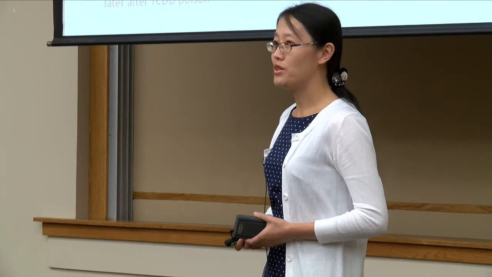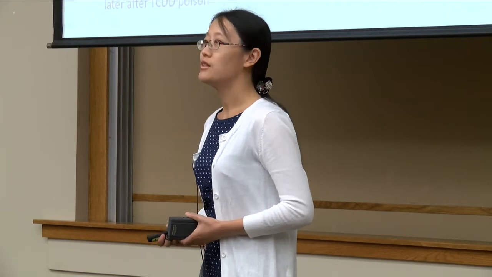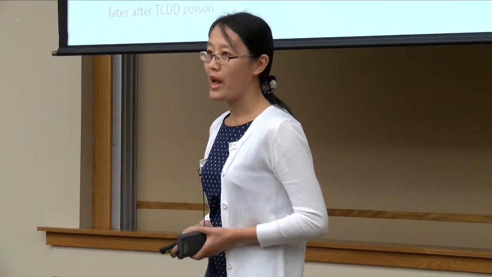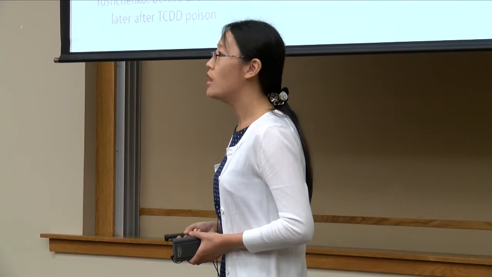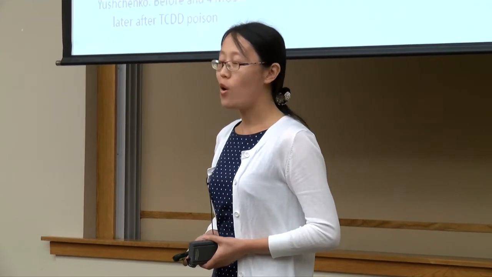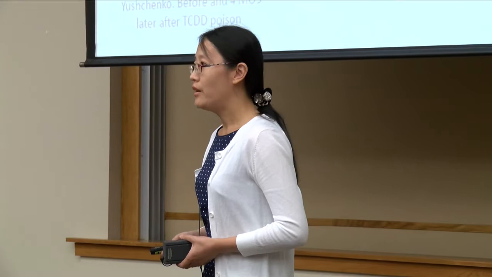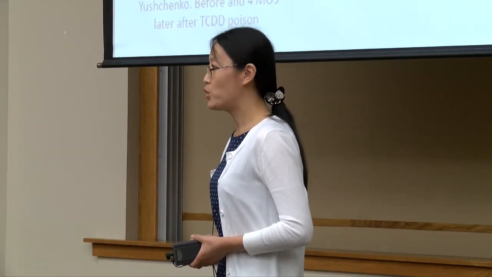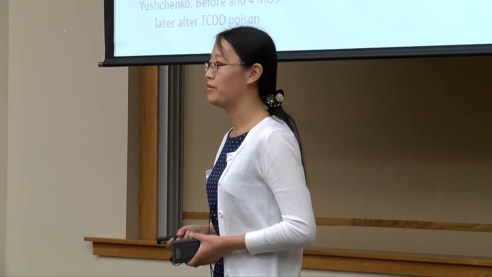Hello. PCDD and PCDF are commonly called dioxins. They are persistent organic pollutants. Once they are released into the environment, it takes a long time for them to break down. They enter into the air, they contaminate landfills, they enter the sediments of lakes, rivers, estuaries, and coastal areas. After they enter the coastal aquatic environment, they bioaccumulate in marine and estuary organisms. Eventually, they might come to our dinner table through the food chain.